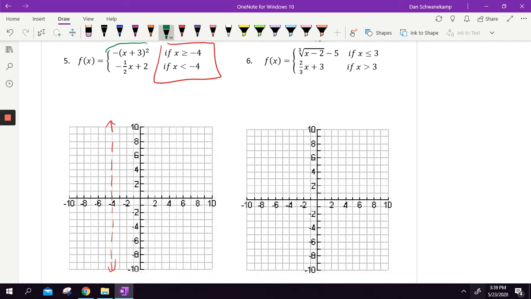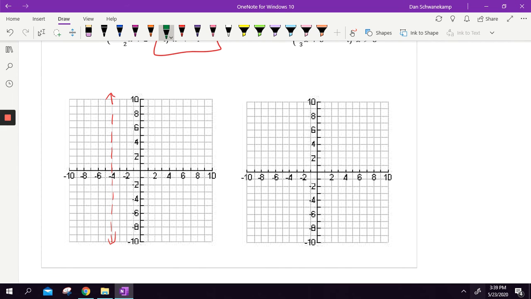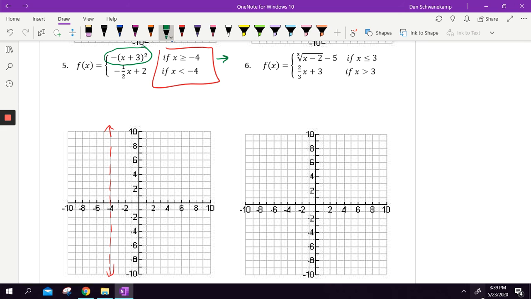Negative x plus 3 squared, so that is a parabola. I'm going to graph it to the right of negative 4. Yeah, sorry. So I'm going to go plus 3. That's my starting dot.